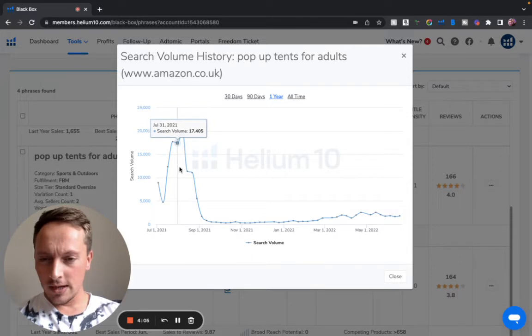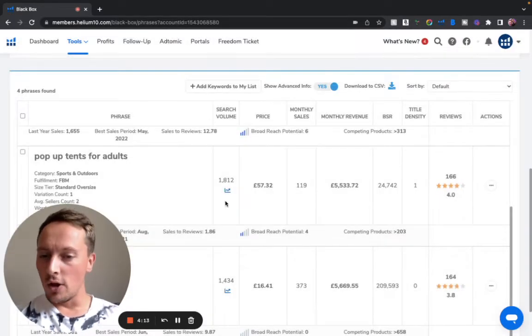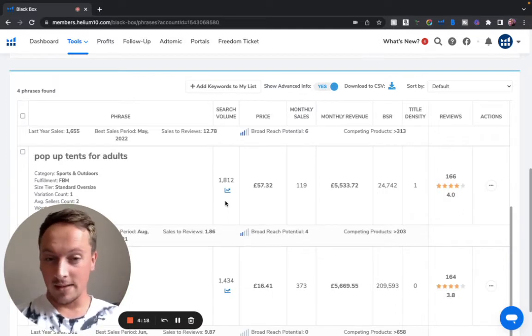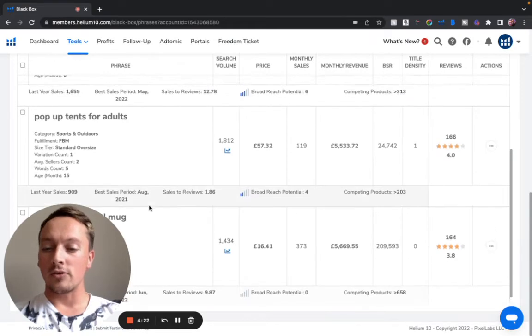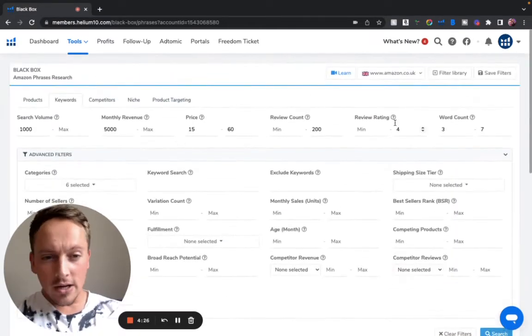But yeah, so you can see on the graph here, looking at the whole year as a history, we can actually see the seasonal trend there, and that's quite a big opportunity. So look, if I was interested in seasonal tents, which I'm probably not, then I would think this is an amazing opportunity. But let's keep looking. So we've got Father's Day travel mug there. Okay, so let's change the search.